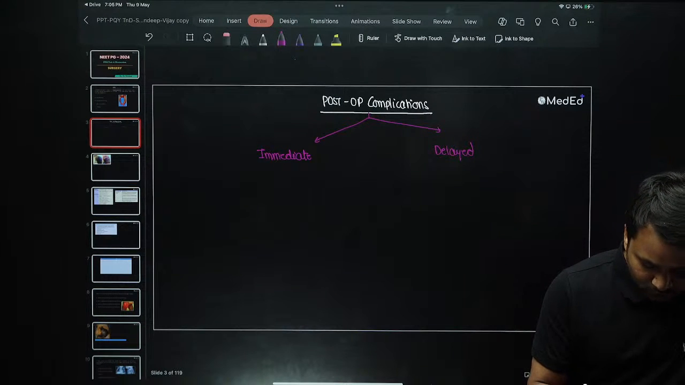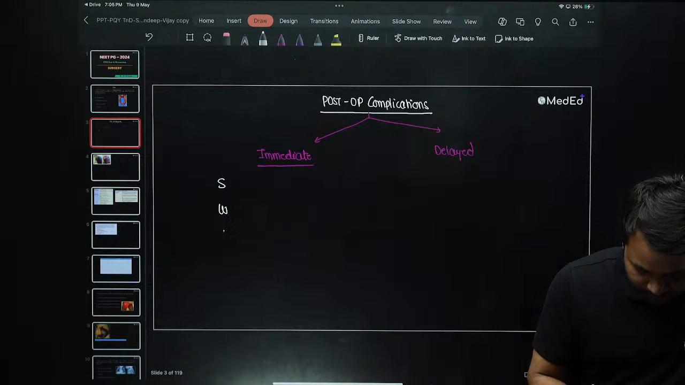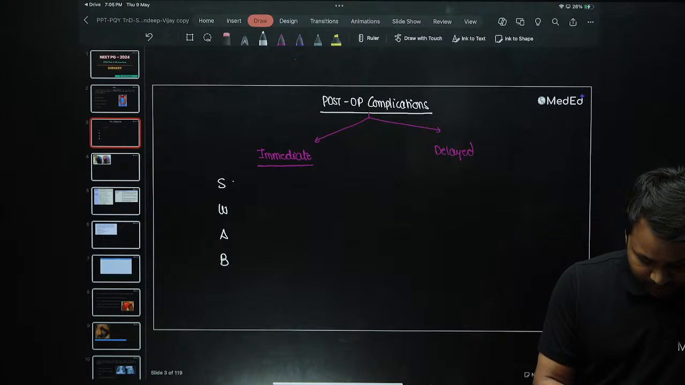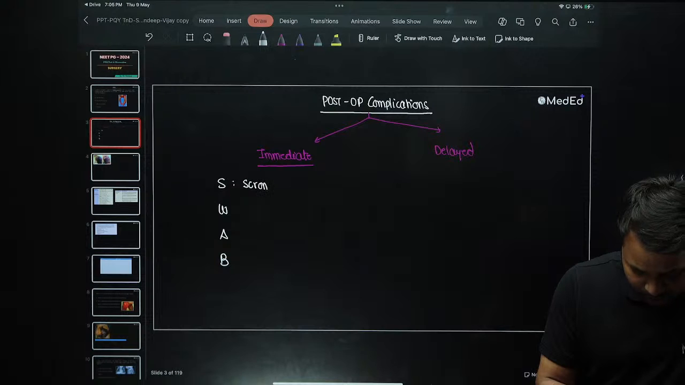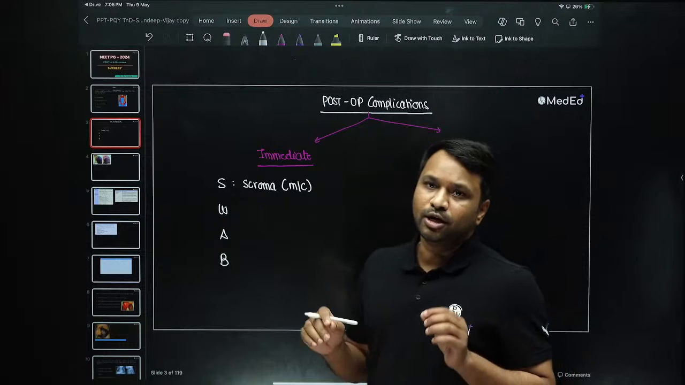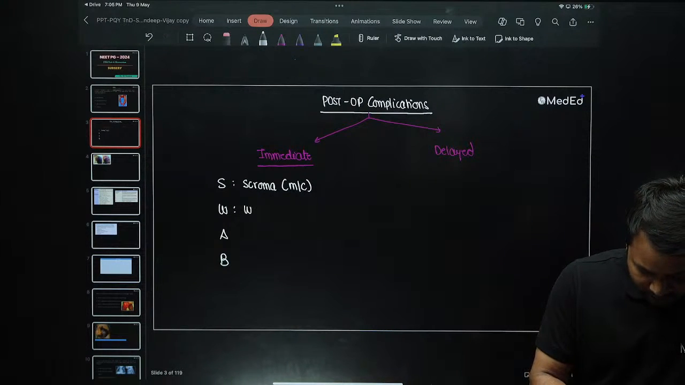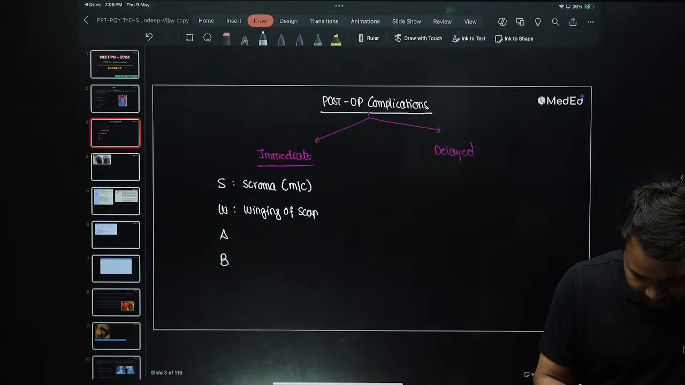For the immediate post-operative complications, you can remember a small mnemonic, that is called SWAP. What does SWAP stand for? S stands for seroma formation. In fact, seroma is the most common complication associated with modified radical mastectomy. W stands for winging of scapula, which is due to damage of the long thoracic nerve. A stands for arm edema, that is your upper limb edema.